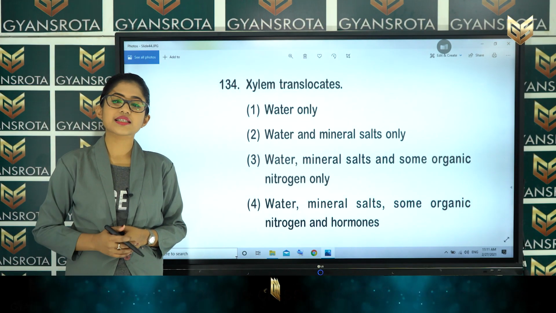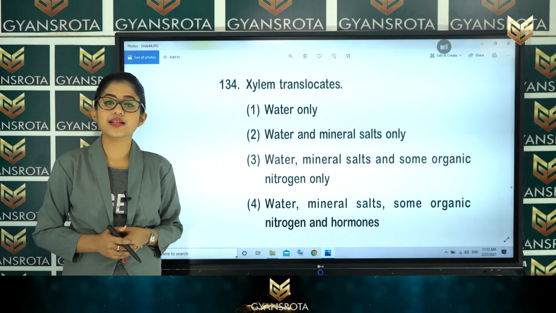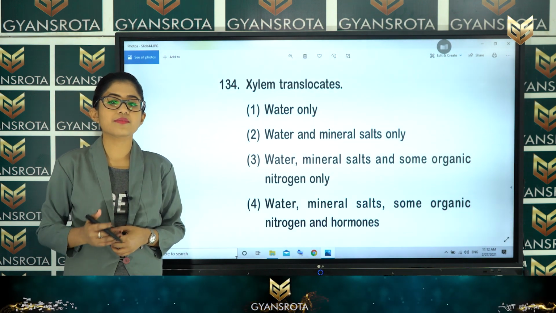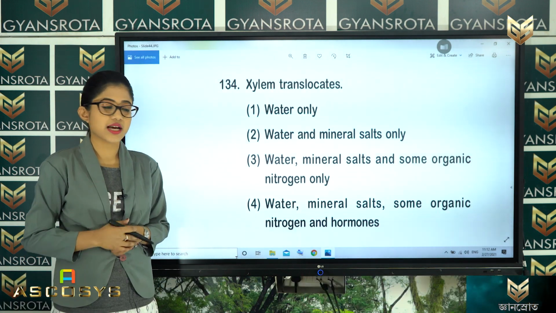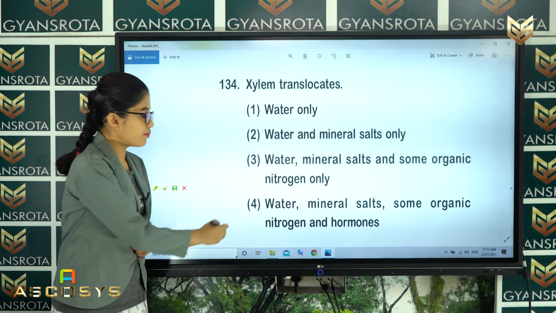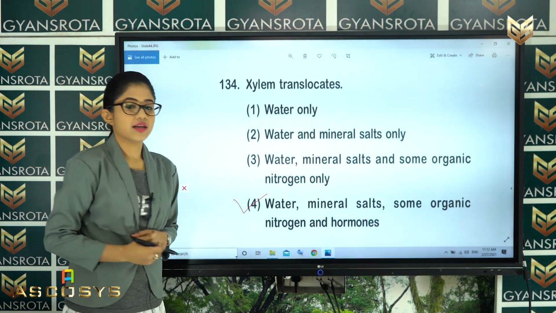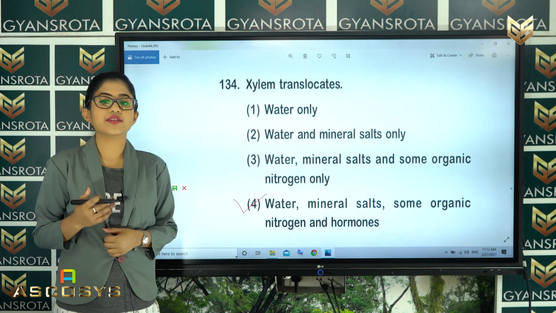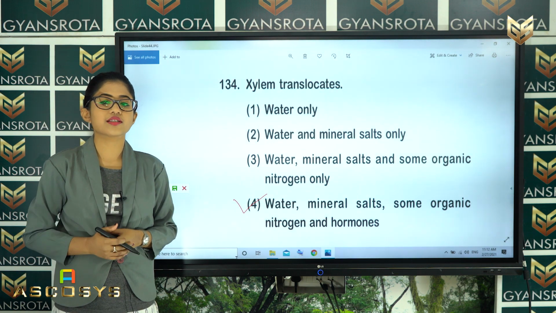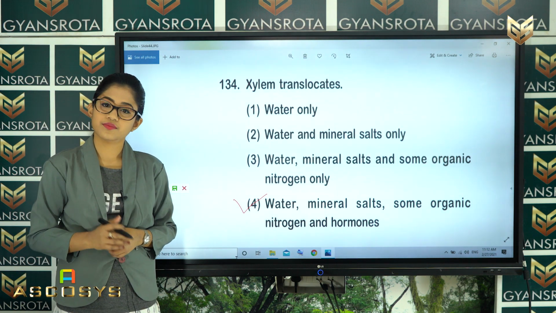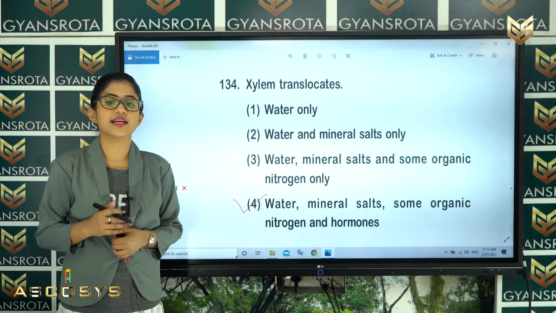So we have already discussed this in the chapter transport in plants. We know the functions of xylem and phloem. So which among them is the correct option? Xylem translocates, that is option number 4. It translocates water, mineral salts, some organic nitrogen. Along with this, it also translocates some hormones. Now let's move on to the next question.